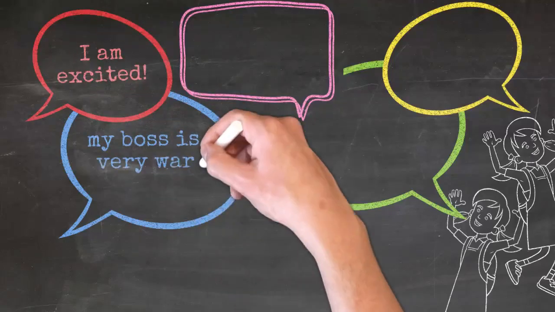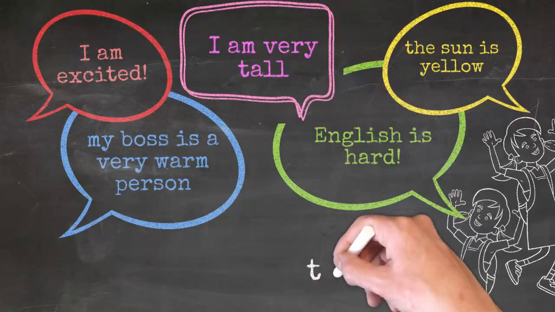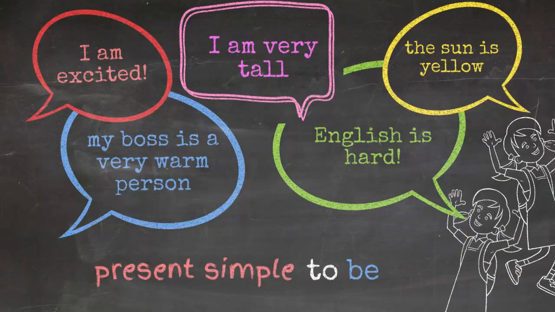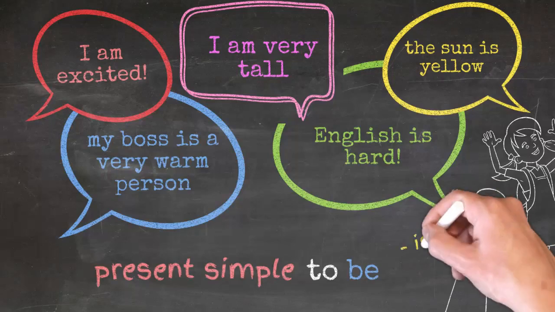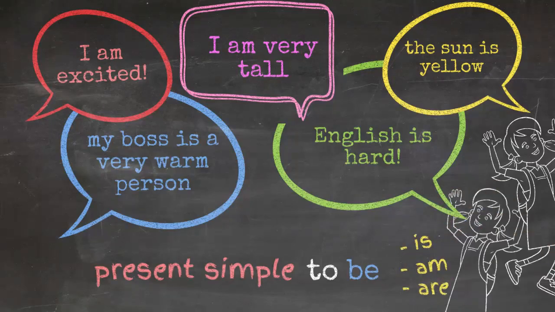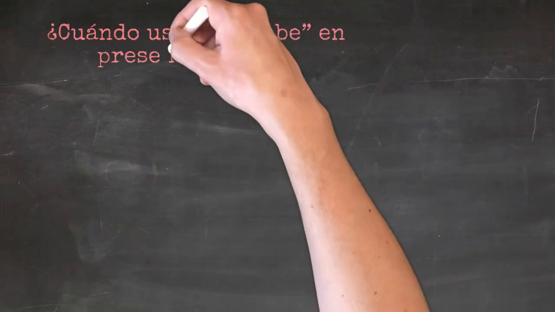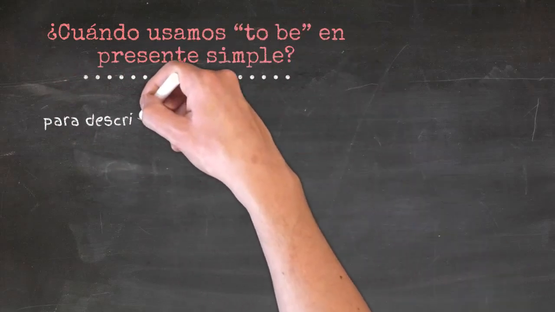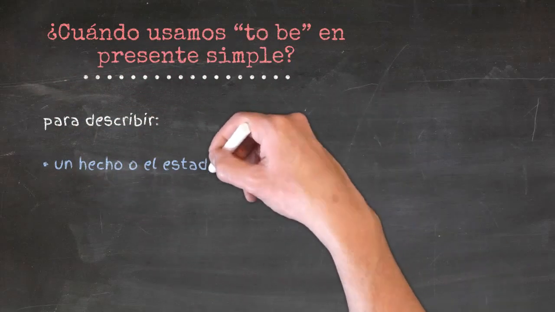En esta lección aprenderemos a usar to be o ser o estar en presente simple. Eso es is, am and are. Comenzamos con cuándo usamos to be en present simple para describir un hecho o el estado general.